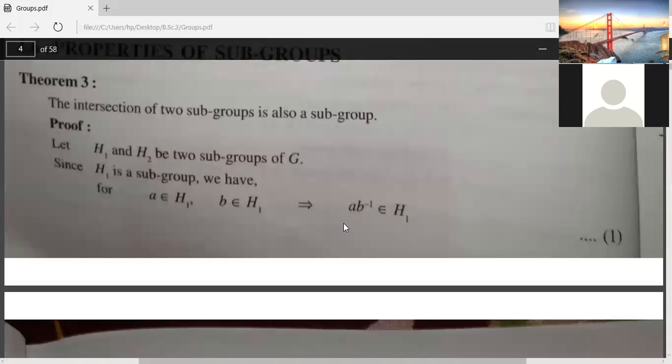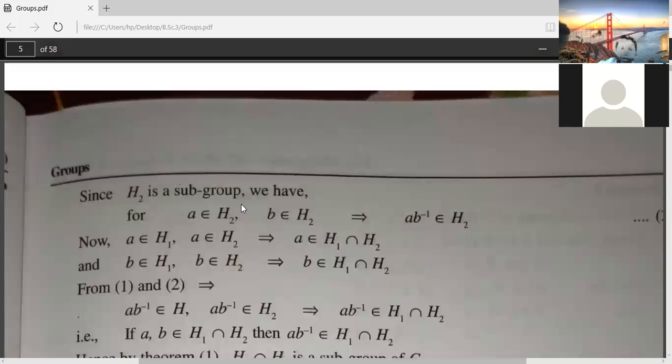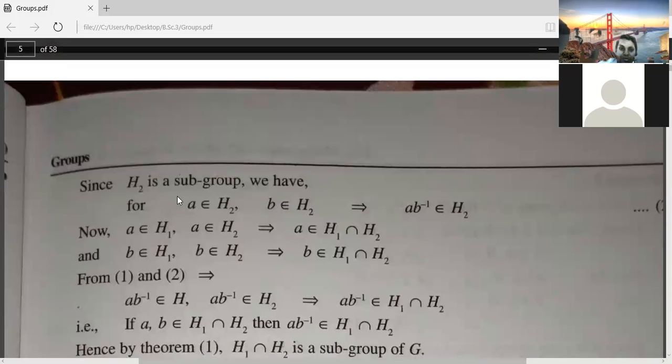Now here you write what we have already taken, theorem number 1: a, b belongs to H means a b inverse also belongs to H. Here the same property is used because H1 is a subgroup. You take elements a and b belonging to H1 and you say a b inverse belongs to H1 because H1 is a subgroup. Now the second one, H2 is also a subgroup. You take two elements, a belongs to H2, b belongs to H2, which implies a b inverse belongs to H2.